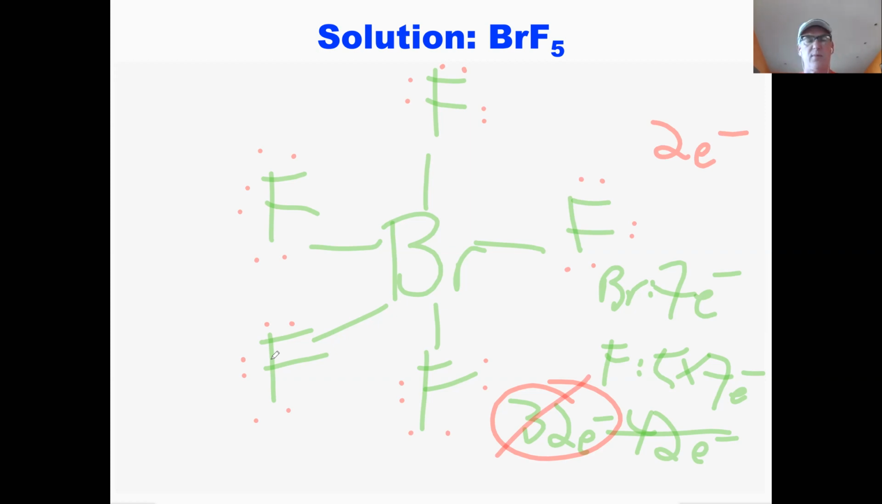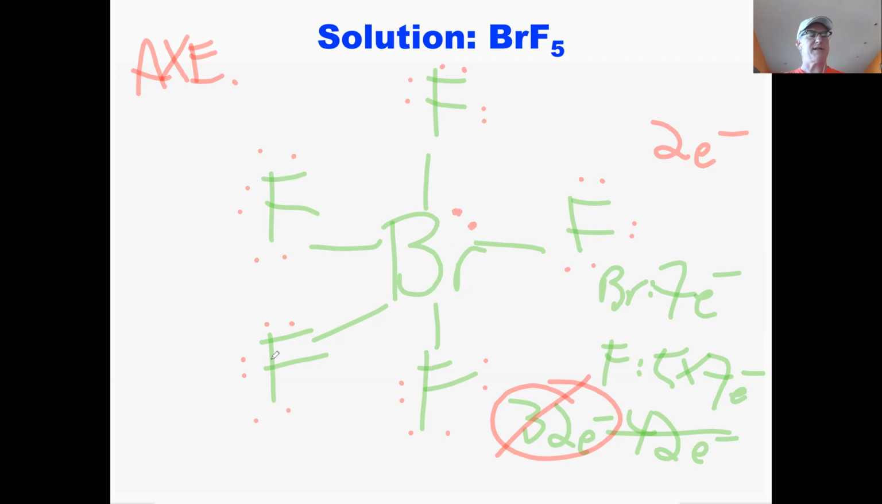So do I put a double bond on somebody? What do I do with the extra electrons? A lone pair around the bromine. Right, there's a lone pair. I put that lone pair of electrons in the middle. So let's do our AXE formula. Bromine is our central atom.